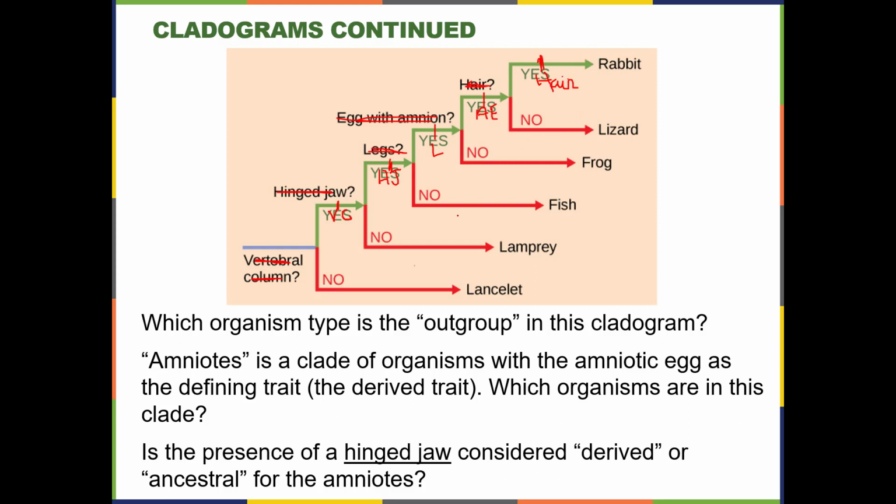Okay, so let's look at it this way, and this is the ancestor. The common ancestor of everything is at the root. It says, which organism is considered the outgroup in this cladogram? The outgroup is like the basal taxon. It's the group that doesn't have any new traits, so it looks much like the ancestor. So that's the lancelet. It really doesn't have anything.